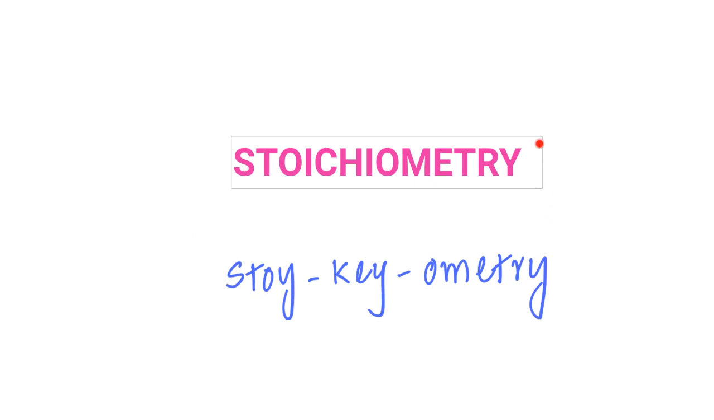I just realized it has borders around it and it shouldn't have, but oh well. If you want to impress your friends, this is how you pronounce it. Stoi rhymes with toy, ki as in chubby, ometry, like geometry without the geo. Stoichiometry. I can't pronounce it. If anyone's interested, this is how you say it. Impress your friends. All right, let's move on.